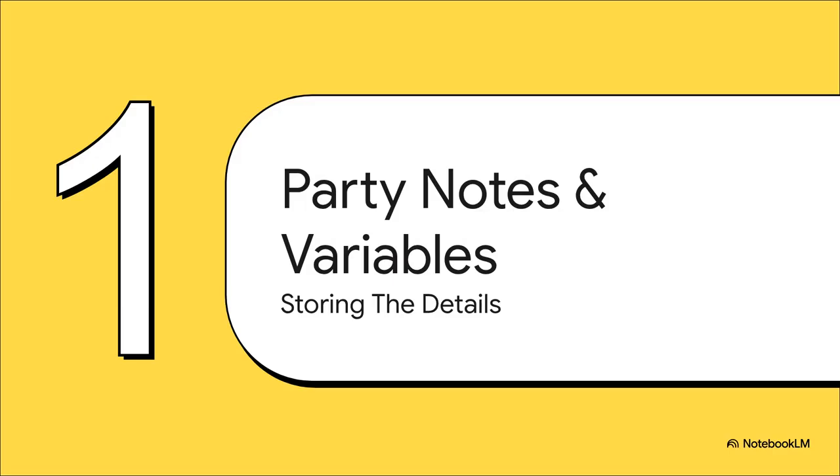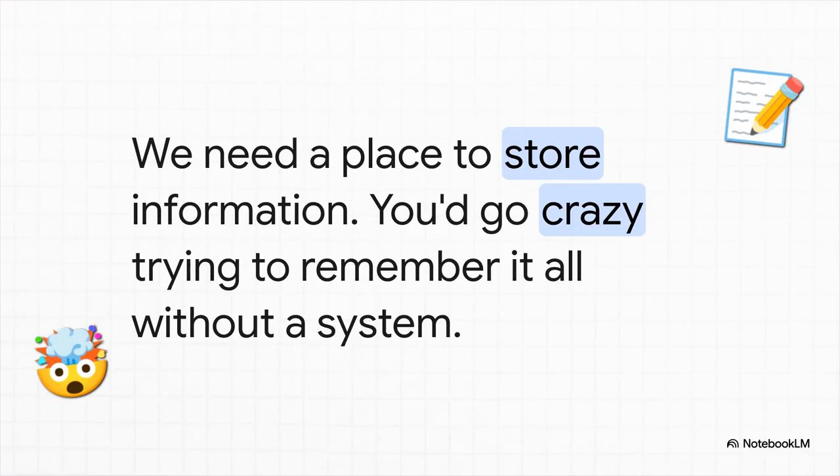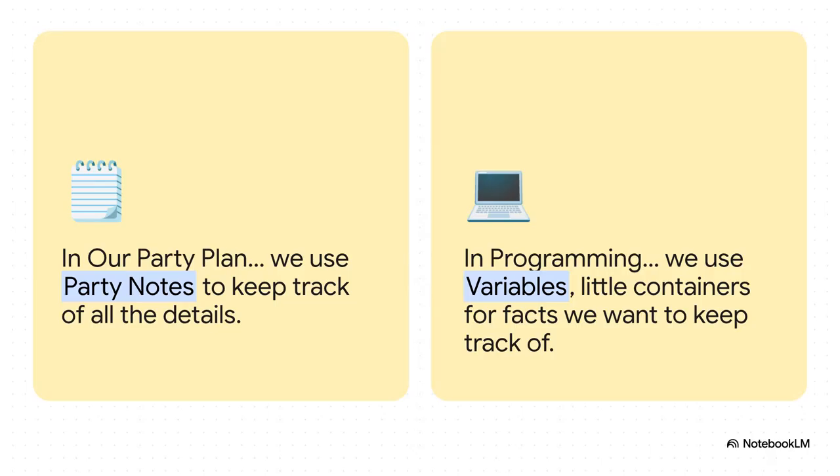Okay, so first things first. If you're gonna plan a party, you have to keep track of like a million little details. I mean, you can't just keep all that information floating around in your head. How many bags of chips did we get? Who was supposed to bring the soda? You would absolutely go crazy trying to remember it all. You need a system. Now, in our party plan, we jot this stuff down on some notes, right? Super simple. Well, in programming, we do the exact same thing. We just call those notes variables.